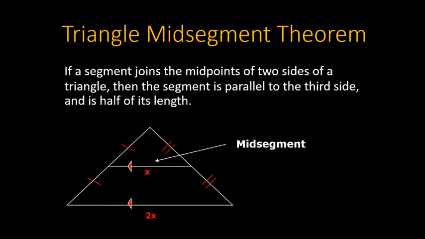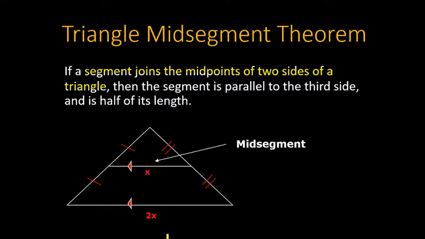So the triangle mid-segment theorem tells me that if a segment joins the midpoints of two sides of a triangle, then that segment is parallel to the third side of the triangle, and it measures half of its length. So let's break that down into a little bit more detail and make sure we understand the fine points of what this theorem is telling us. So again, if a segment joins the midpoints of two sides of a triangle.